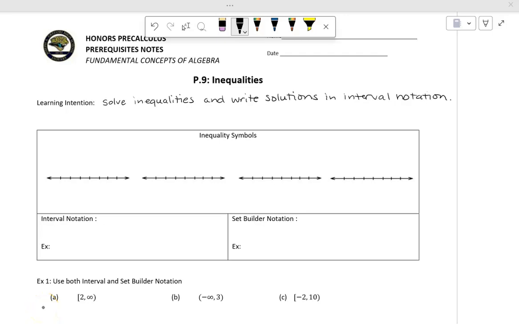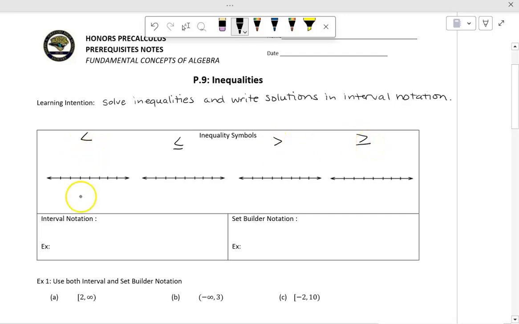In P9, we are going to solve inequalities, and we are going to learn about interval notation, which is the main new thing today. Inequalities should feel like review from Algebra 1, but we're going to recap what inequalities are. And solving inequalities is going to be just like solving equations. But here's our inequality signs. Inequality signs look like these.